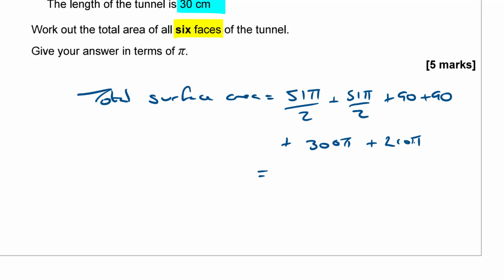Okay. So 51 pi over 2 plus 51 pi over 2 is just 51 pi, isn't it? So that's 51 pi. And adding that to my 300 and my 210 pi. 300 and 210 is 510 plus 51 is 561. 561 pi plus 90 and 90 is 180. So that is my final answer, 561 pi plus 180. Now that was bags of fun, wasn't it?